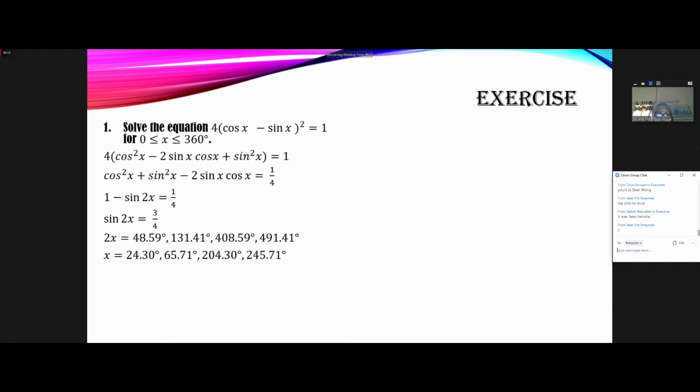Okay, one for solving, another one for proving. Okay, prove this one. Secant x over 1 plus secant x equals to 1 minus cos x sin squared x. Okay, I leave it to you whether you want to start from the left hand side or right hand side. Okay, start now. If let's say you want to show me your working, WhatsApp to me.